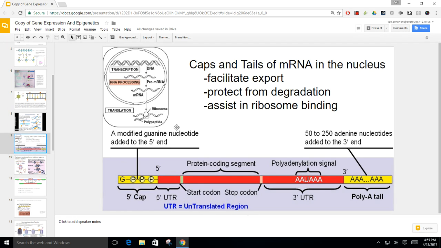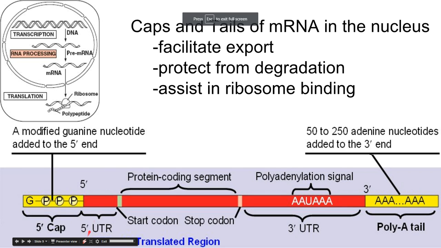So, first off, caps and tails are added to the ends of the messenger RNA. If we're looking at this here, the cap is on the 5' end, and it's a modified guanine nucleotide. What does this look like? Guanine with 3 phosphates, that's GTP. That's the friendly cousin of ATP. And again, so we put a cap on the end.